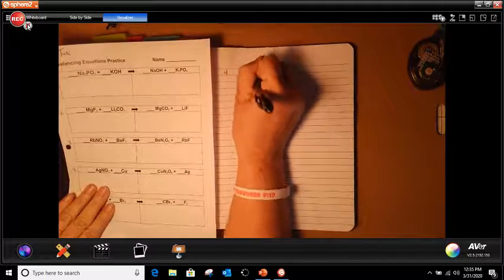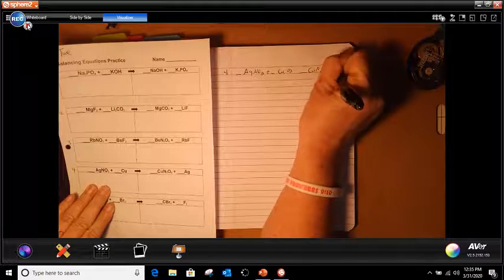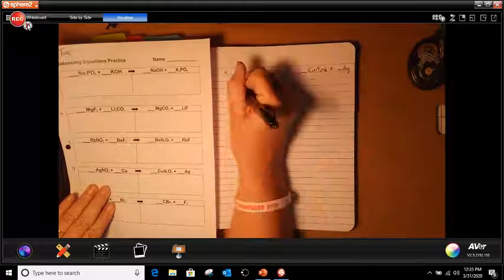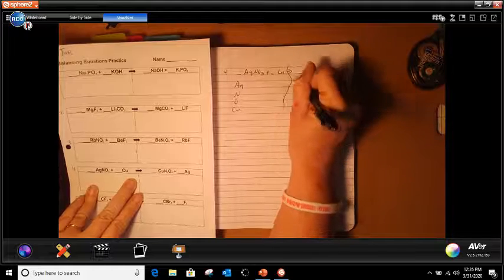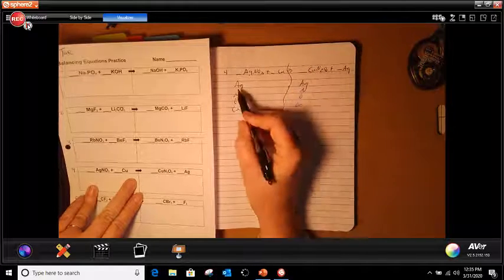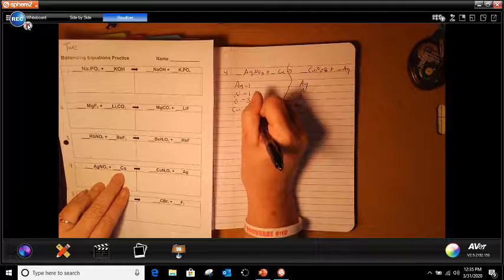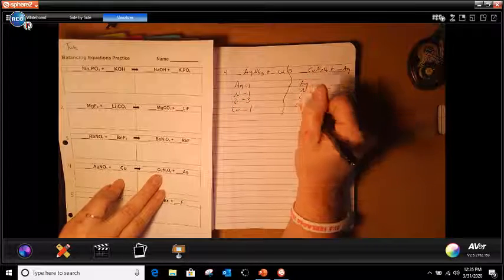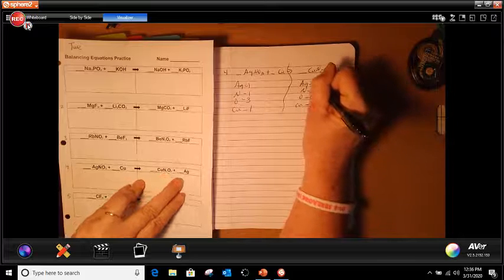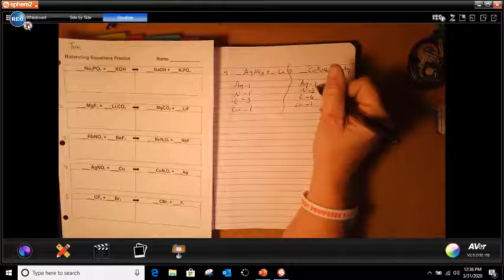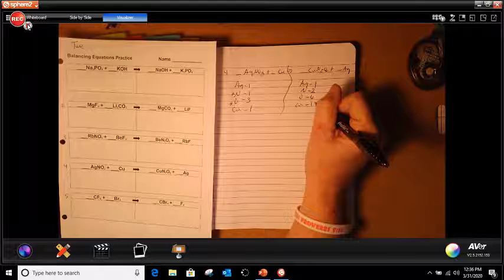Number 4 says AgNO3 plus Cu yields CuN2O6 plus Ag. Okay, so we have Ag, N, O, Cu. Remember, they're all capitalized. That's what we're looking for. So Ag is 1, nitrogen is 1, oxygen is 3, Cu is 1. Over here, Cu is 1, nitrogen is 2, oxygen is 6, and Ag is 1. So then I'm going to go down and say, all right, nitrogen on this side is smaller, oxygen on this side is smaller.